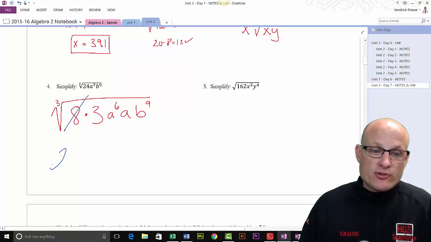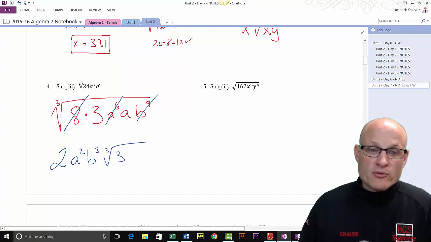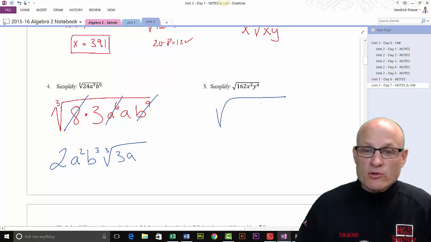Cube root of 8 is 2. The cube root of a to the 6 is a squared. The cube root of b to the 9th is b cubed. Cube root of 3a. Done.